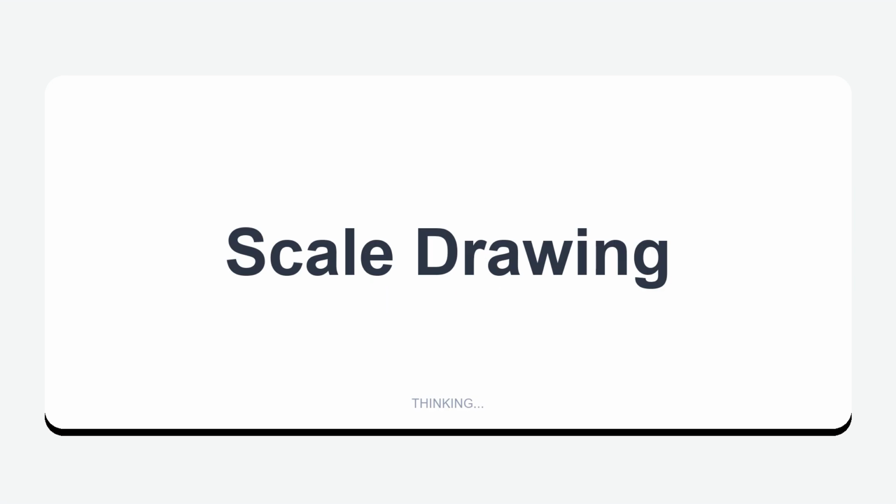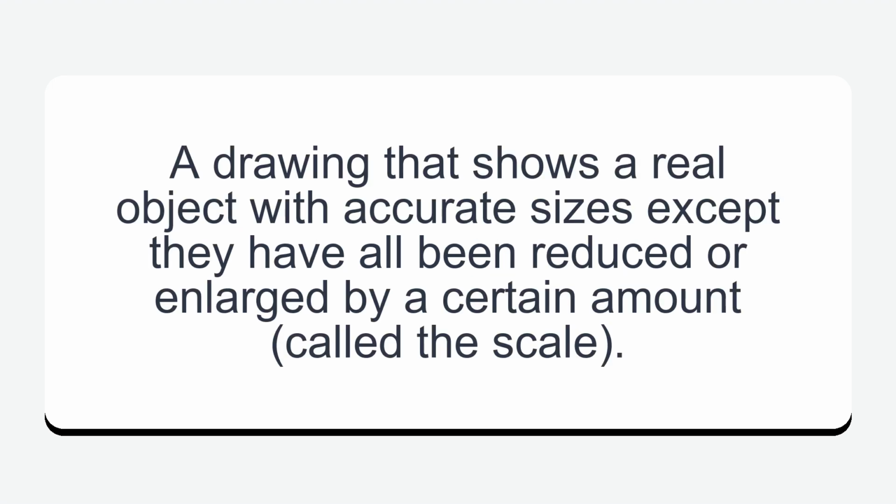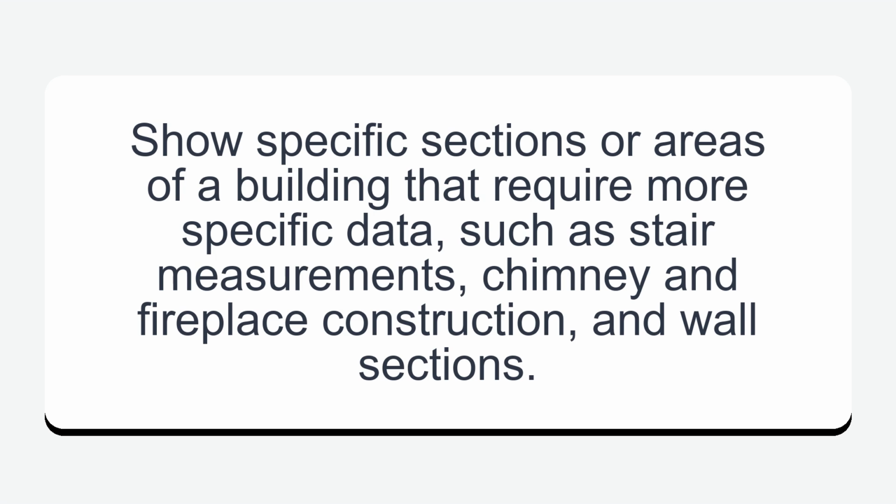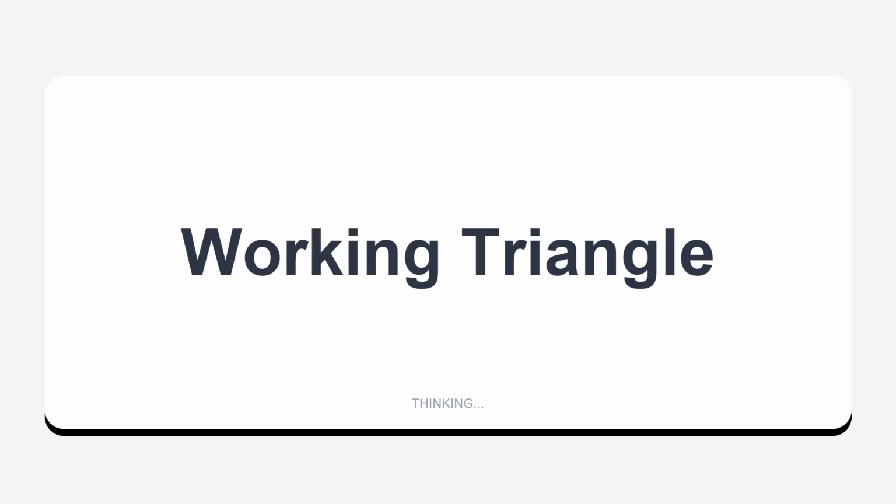Scale drawing. A drawing that shows a real object with accurate sizes, except they have all been reduced or enlarged by a certain amount, called the scale. Construction details. Show specific sections or areas of a building that require more specific data, such as stair measurements, chimney and fireplace construction, and wall sections.